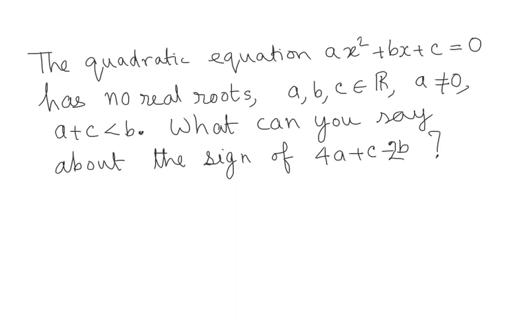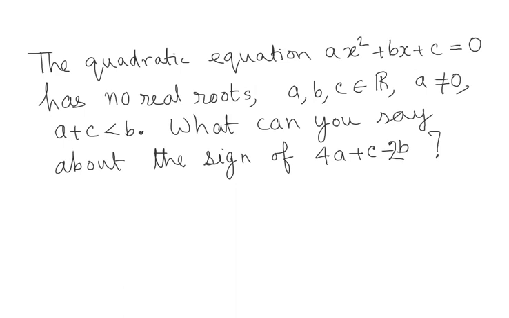That means, is 4a + c − 2b greater than 0, or less than 0, or equal to 0, or can nothing be said? It might happen that for some values of a, b, and c it is positive, whereas for other values it is negative. So we have to determine which of these four conditions we are in. That is, is it always positive, always negative, always equal to 0, or can we not say anything? It depends on the values that we choose for a, b, and c.